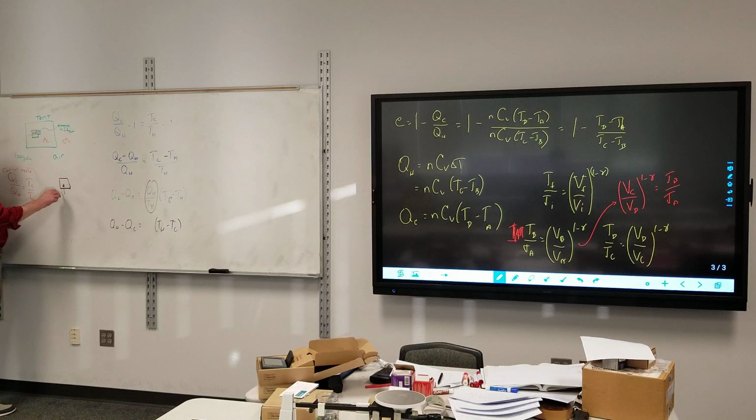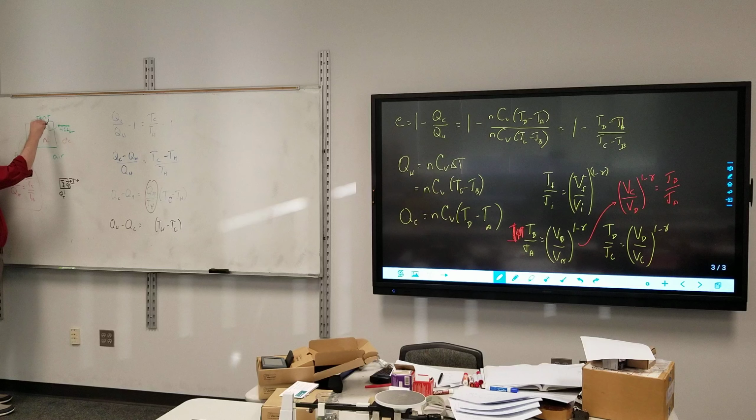I have QC coming in. QC, because this is the colder temperature, the temperature in here is TC. I have QC going out. Energy coming in minus the energy going out should stay the same. If I have a constant temperature here, there'll be QC coming out. And then I've got the hotter temperature out here.